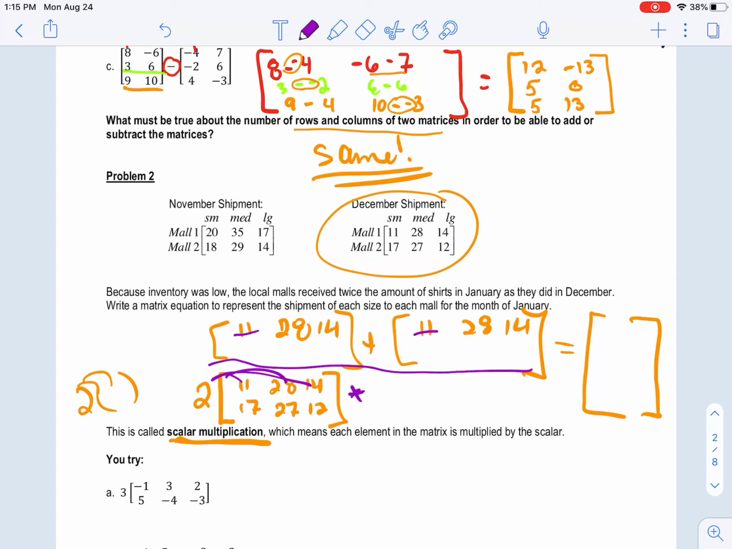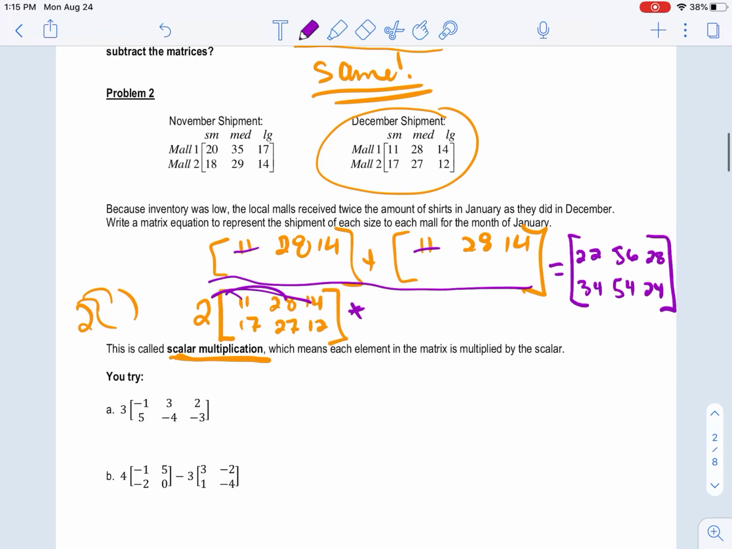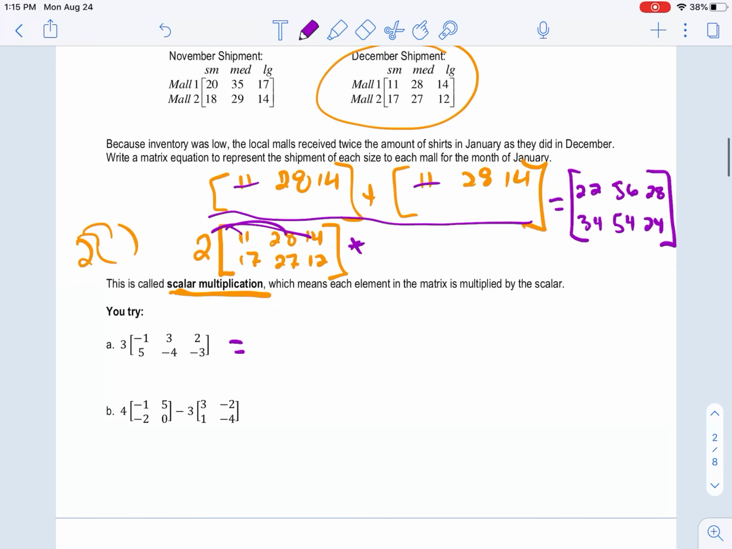So instead of going 11 and 11, if I take 2 times 11, I get 22. I do not have the right size box over here. I need one squishier. Okay, so I would have 22, 56, 28, 34, 54, 24. I multiplied every one of them by 2. Okay. All right, so here, let's try one.